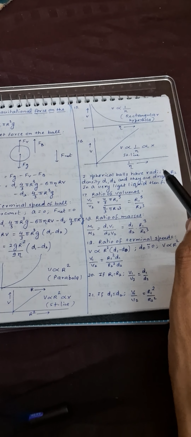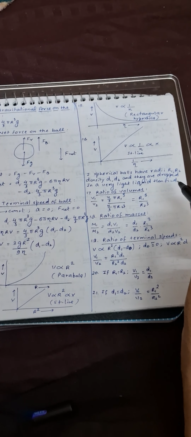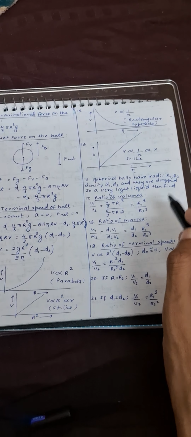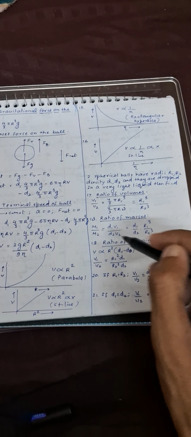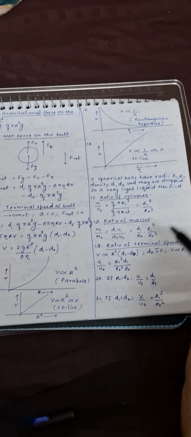Next we have two spherical balls of radii r1 and r2 and densities d1 and d2, dropped in a very light liquid. First find the ratio of volumes. The volume ratio is r1 cube by r2 cube. Then the ratio of masses, where mass is density into volume. So the ratio of masses is d1 by d2 into r1 cube by r2 cube.